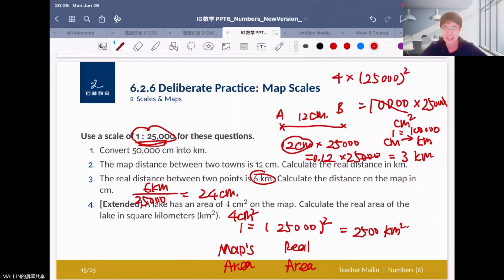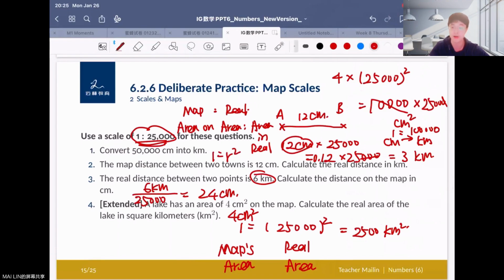Okay, for these problems, I only want you to understand how to convert them and how to make a ratio between them. Remember that for the map distance versus the real distance, it is a ratio, but for the area on the map versus the area in reality, it just becomes the 1 over ratio squared, okay? That's the whole of today's lesson. I hope you can understand how to convert the ratios and master them as much as you can.